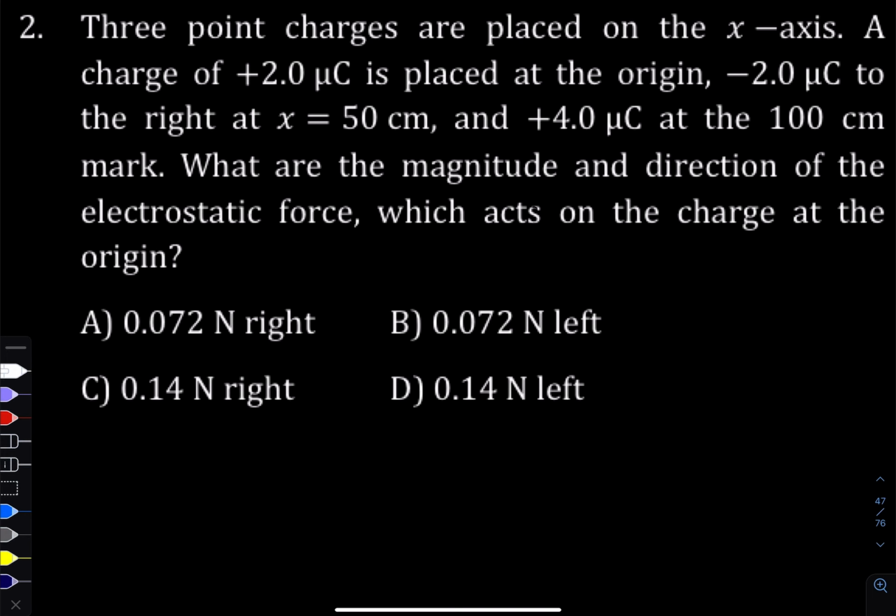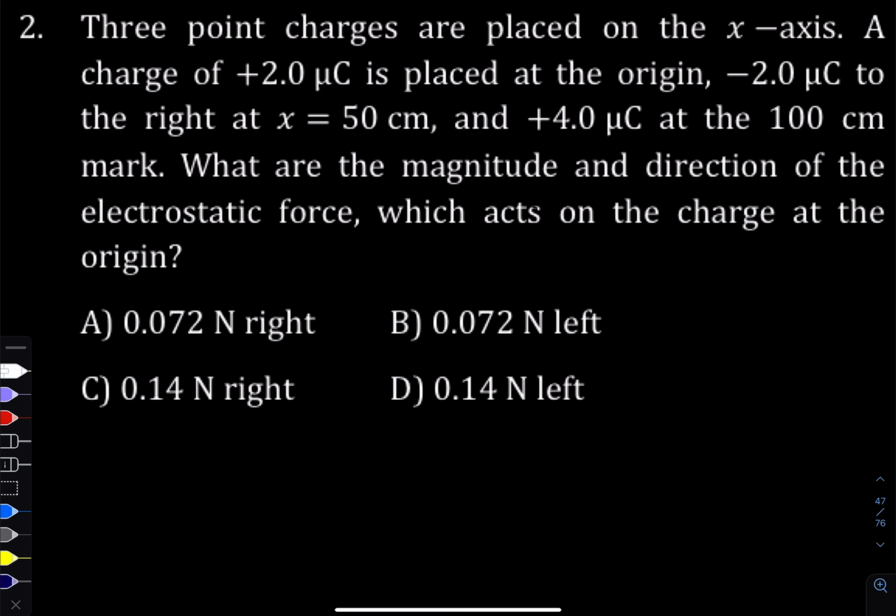3 point charges are placed on the x-axis, and a charge of positive 2 microcoulombs is placed at the origin. A charge of negative 2 microcoulombs is to the right at position x equals 50 centimeters, and positive 4 microcoulombs at the 100 centimeter mark. So now it's asking, what is the magnitude and direction of the electrostatic force which acts on the charge at the origin?